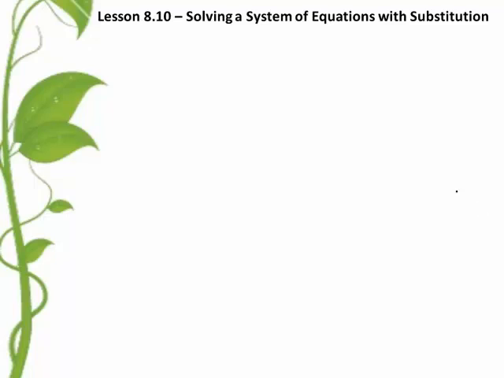Lesson 8.10, Solving a System of Equations with Substitution.